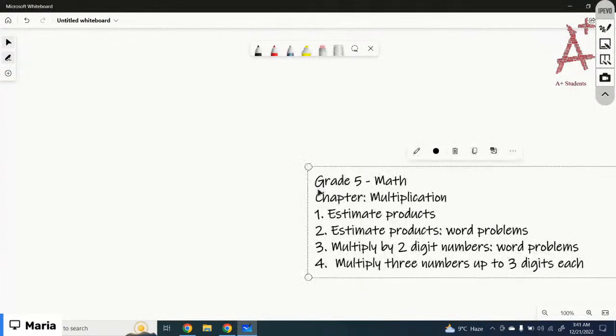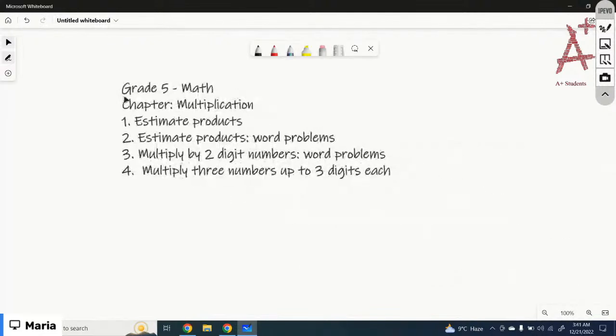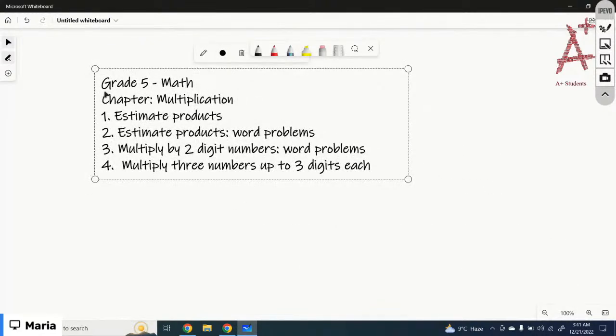So here is the list of the lessons we have covered today. We are working on the chapter multiplication. The lessons we did are estimate products word problems, multiply by two-digit numbers word problems, multiply three numbers up to three digits each. So if you have any question, please write the question in the chat box. I'll answer all your questions if you have any. Please write the questions in the chat box.